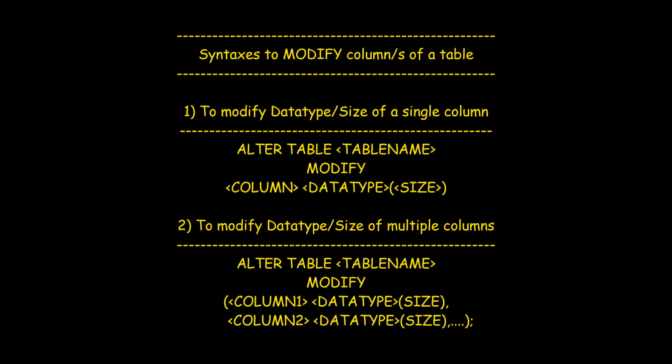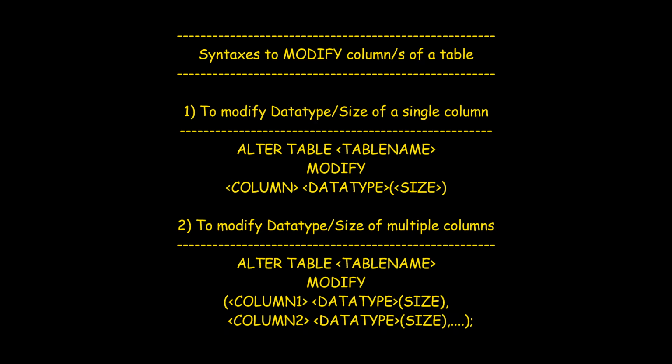Now let's see the syntaxes to modify columns of a table. The first syntax is related to modification of data type or size of a single column. In this syntax, after the alter and table keywords we have the table name along with the modify keyword, which is then followed by the column name, data type and size of the column. Here the main keyword is modify.